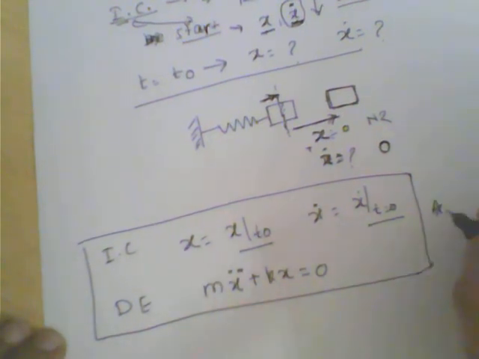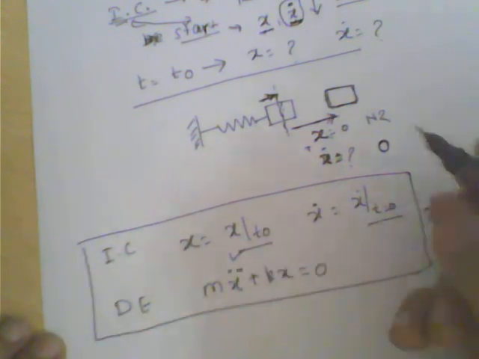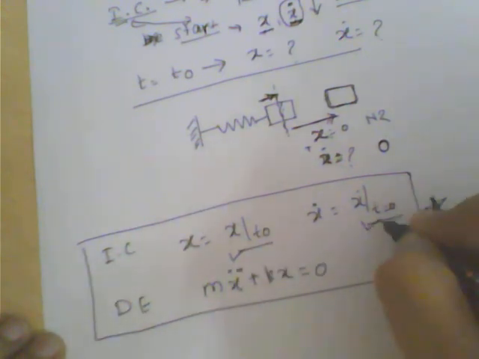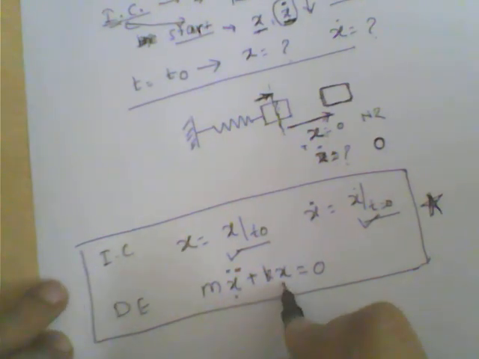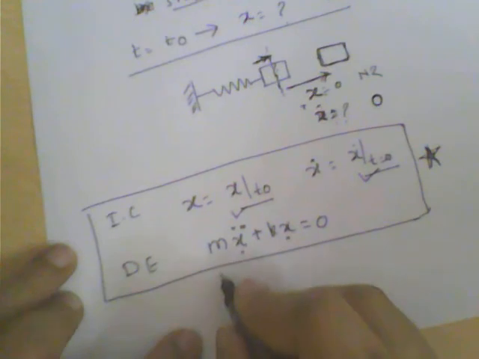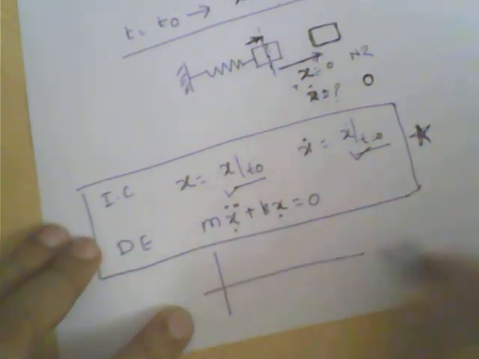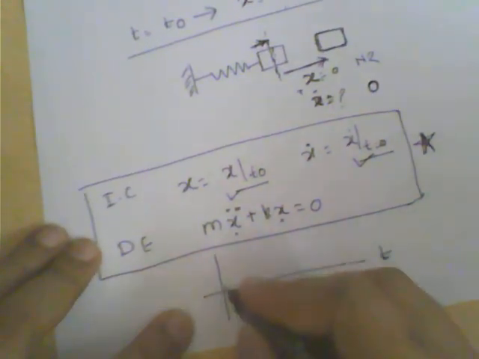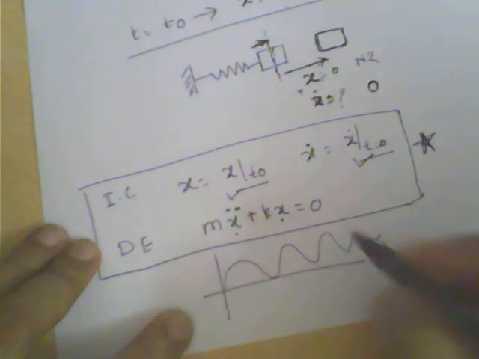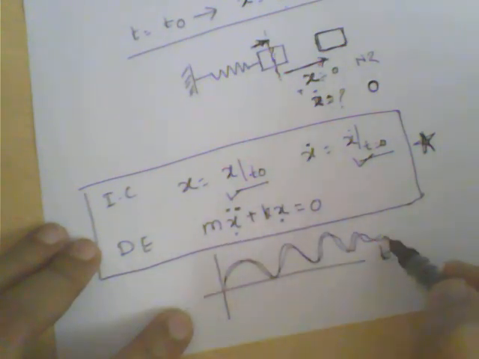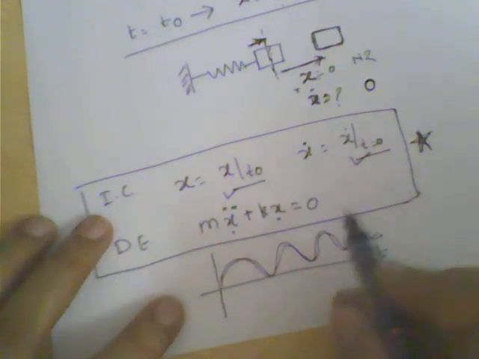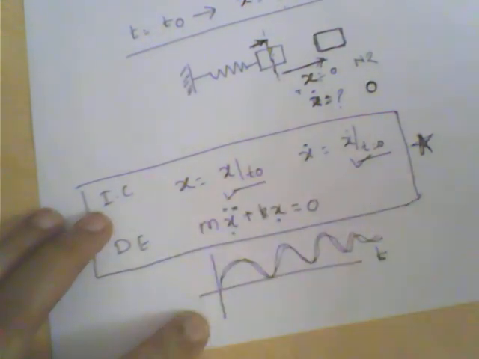Now you have defined the problem completely. With this much initial displacement and this much initial velocity, and with this relationship between acceleration and displacement, you tell me how exactly displacement is going to change with respect to time. What will be the nature of this solution? So this is the problem. Now let's see how exactly the solution can be arrived at.